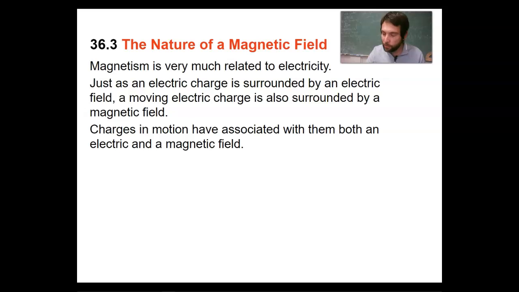Anytime you have a charge moving, we call that a current, right? So whenever there's a current, there's a magnetic field going around it. And you can figure out the direction of the magnetic field, how it's working, using our first right-hand rule.